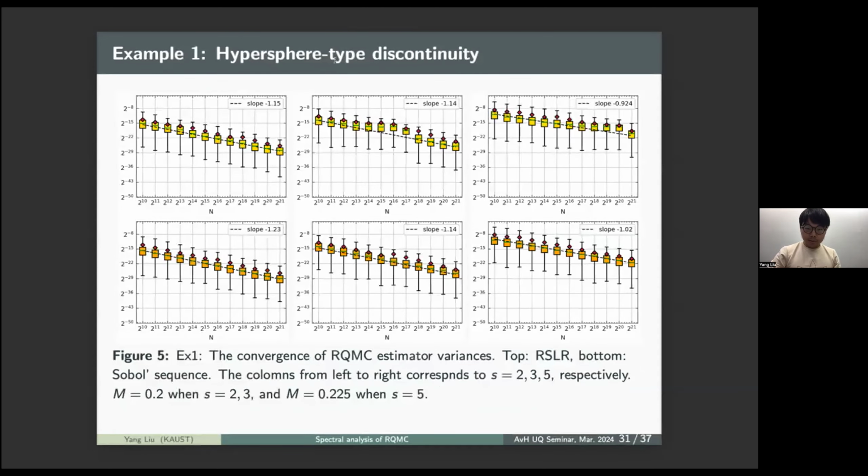And we're still considering the hypersphere type discontinuity, but this time we are increasing m. So for the dimension 2 and 3, we increased m to 0.2. So we see that now the convergence rate is dominated by this m instead of the number of dimensions. So for dimension 2 and 3, we're seeing that the convergence rate is close to minus 1.2. Well, in the third column, because this m is really close to minus 1/4, which is the boundary case, here we're seeing more of this non-asymptotic effect.